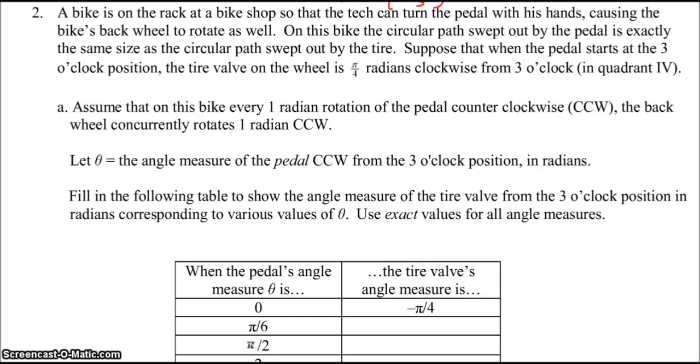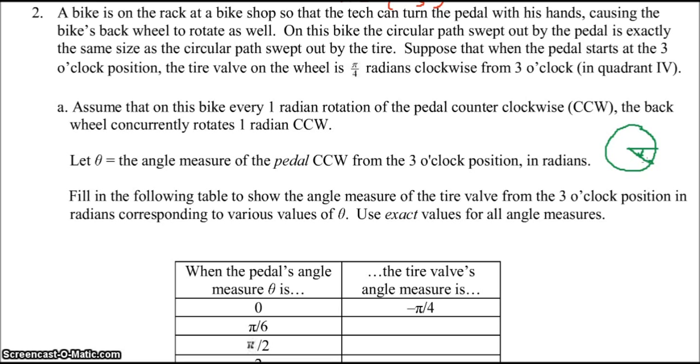That's interesting. So here's the tire. Here's the 3 o'clock position. We've actually shifted clockwise to, that's pi over 4. So just a quarter of the way to negative pi over 2. We call that negative pi over 4 is the angle there.